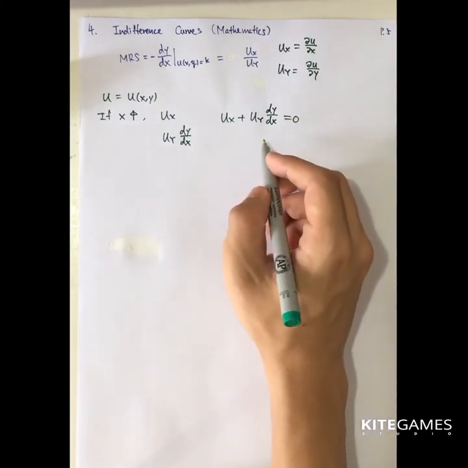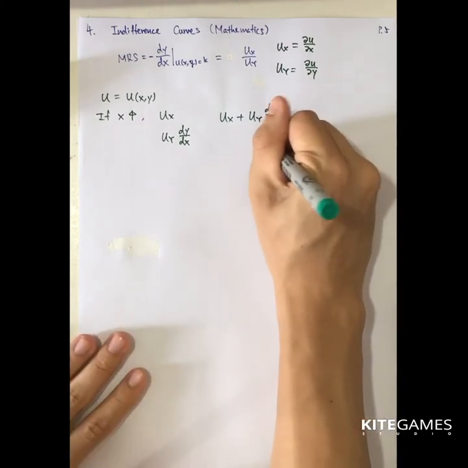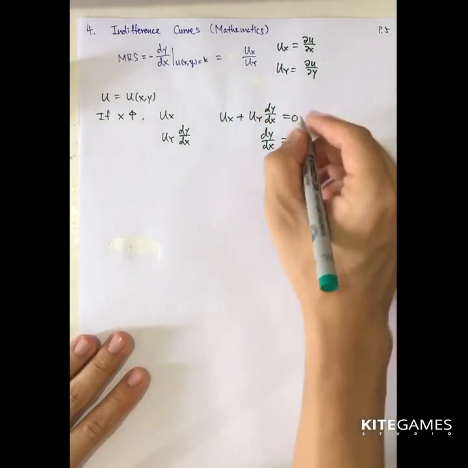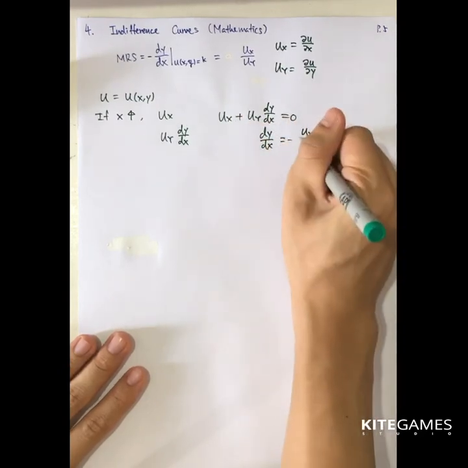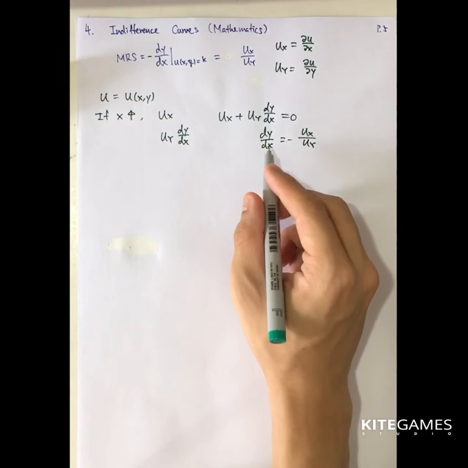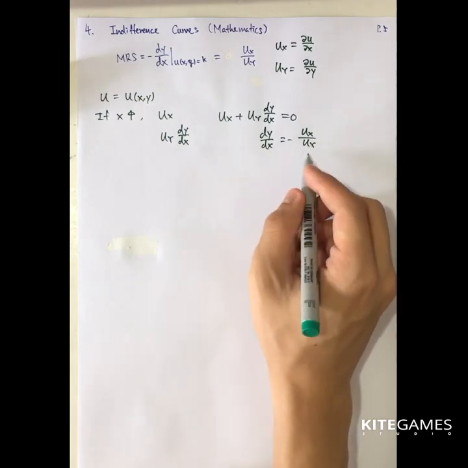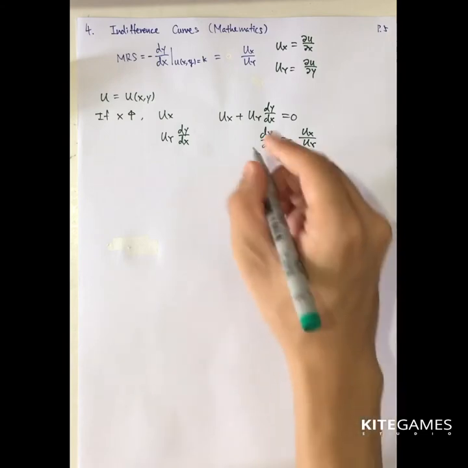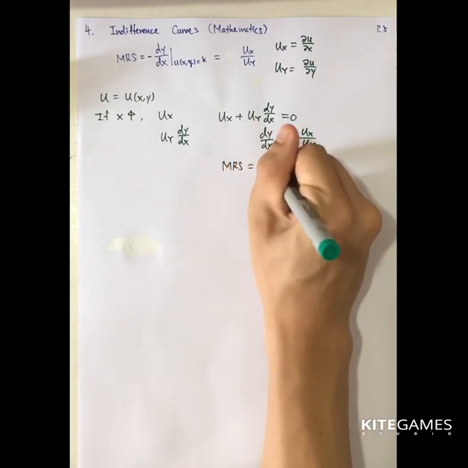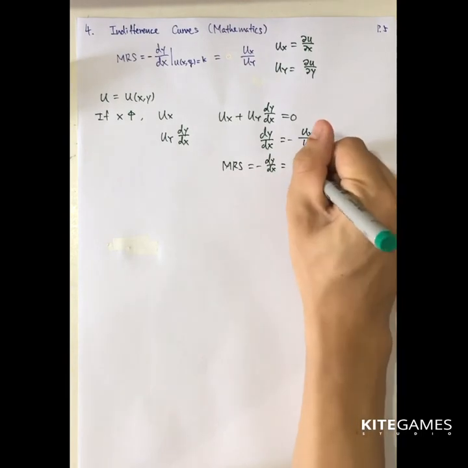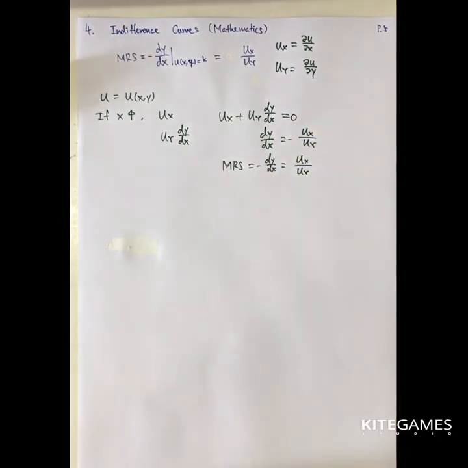Then by some algebraic manipulation, you move ux to the right-hand side with a negative sign and divide by uy. Then you find that dy/dx is the negative of ux over uy. Then you know that the MRS is the negative of dy/dx, so this is equal to positive ux divided by positive uy. This is how you derive the marginal rate of substitution.